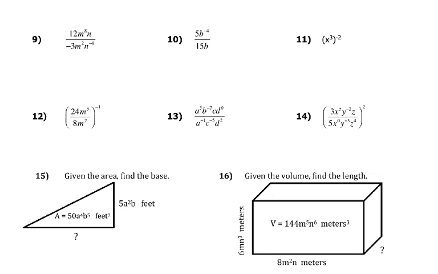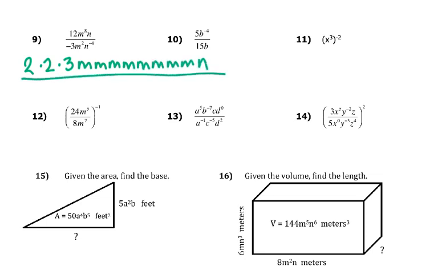Okay, number 9, 12, I'm going to write that as 2 times 6, so 2 times 2 times 3, m to the 8th, and then n, over negative 1 times 3. Now the reason why I do that is because if I kept it as negative 3, then it wouldn't cancel with that. So I need to separate out the negative. And then m to the 2nd, and then, oh, something new here, n to the negative 4th.